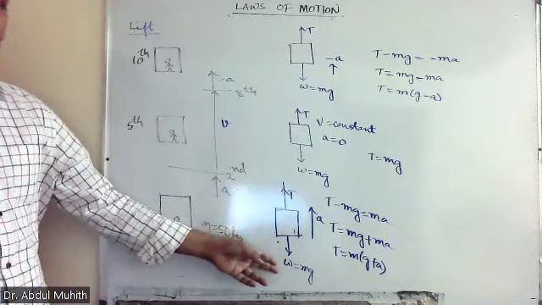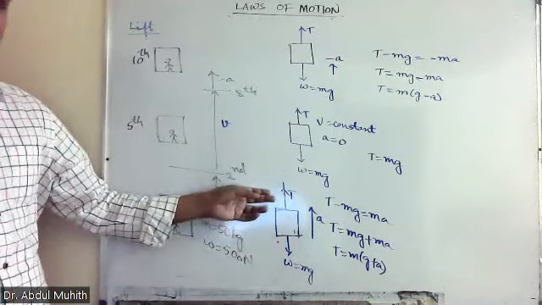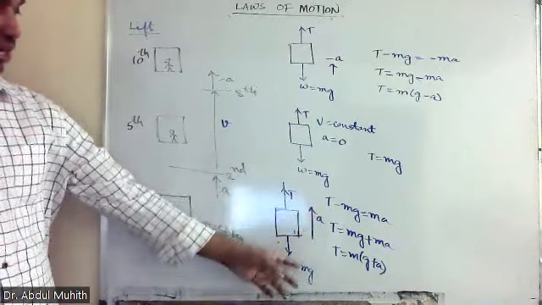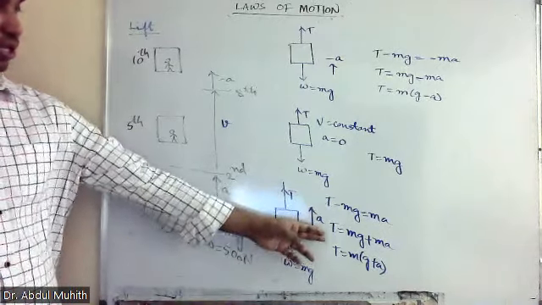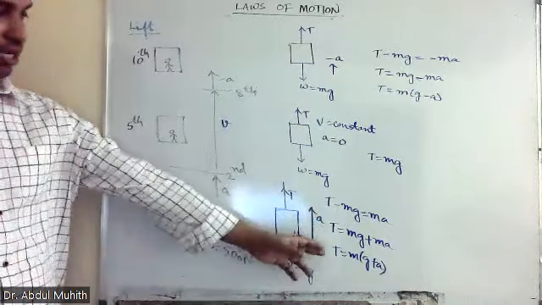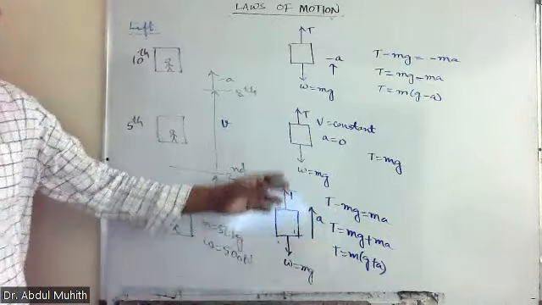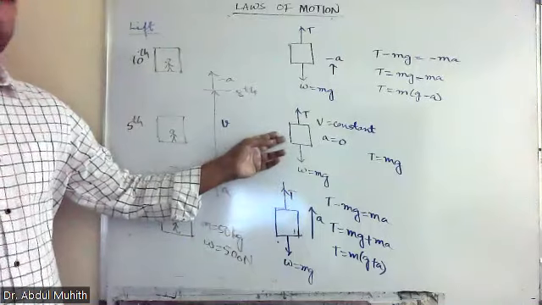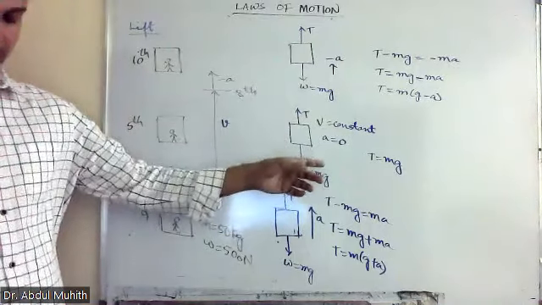Now when the body is in this case, W equal to mg is acting downwards, tension is upwards. Here it is accelerating. So T minus mg equal to ma, T equal to mg plus ma. Take m common, m into (g plus a). Here velocity is constant, acceleration is 0. So T equal to mg.